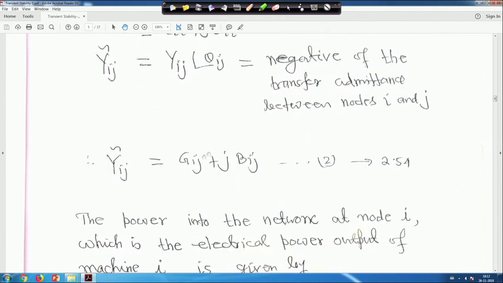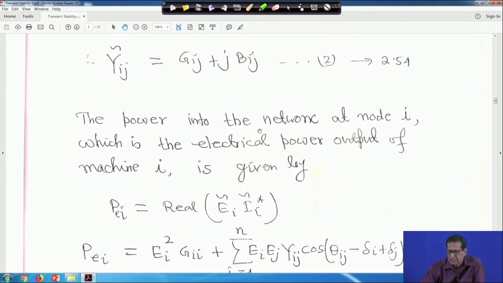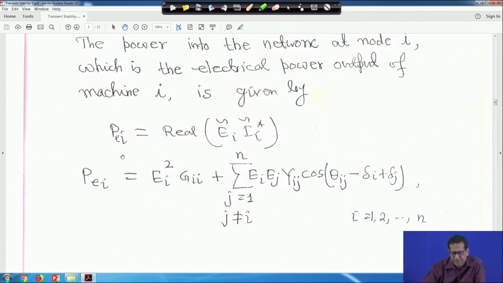Next, Yij we can also write as Gij plus jBij, this is equation 2. Now, the power into the network at node i, which is the electrical power output of machine i, is given by PEi, we can write, real of Ei tilde into Ii conjugate tilde, the real part of this. So, we can write PEi is equal to Ei square Gii plus sigma j is equal to 1 to n, j not equal to i, Ei Ej Yij cosine of theta ij minus delta i plus delta j.